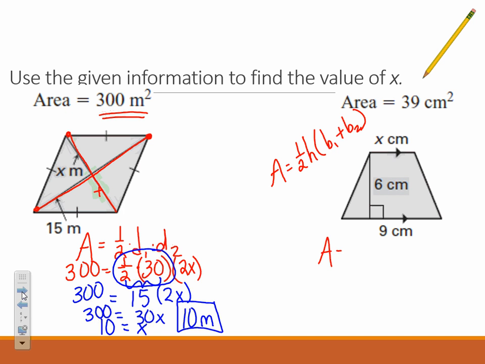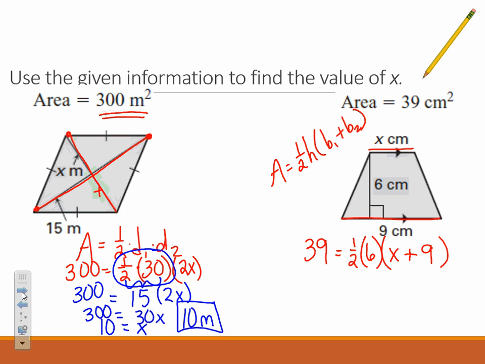So area equals 1/2 height, which in this case is 6, and then some parentheses. I always put parentheses around my 6, so I know it's separate from my 1/2 there. And base 1 plus base 2, x plus 9. X is on a base, 9 is the other base. And now we'd want to plug in, oops, I forgot to plug in my area here. Don't forget that. Area is 39. There we go. Now we can solve that.